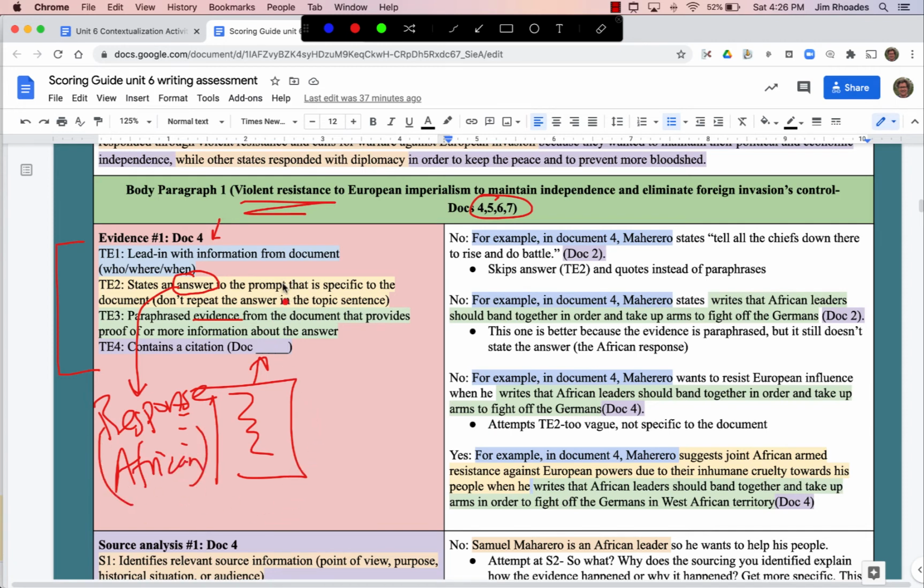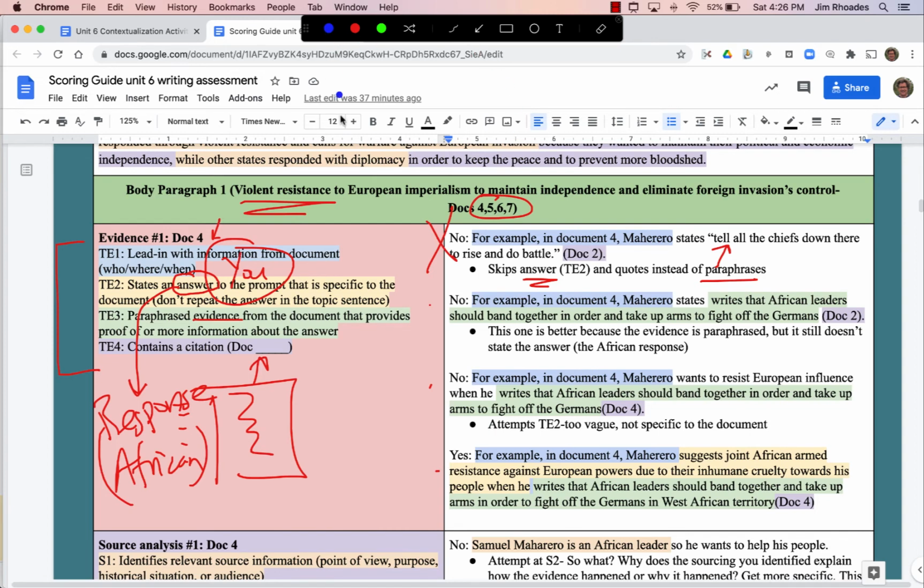So every one of these documents should contain a statement of how Africans responded specific to that document. So I've got 3 no's here, and then I've got a yes. So we'll look at common problems that we saw. For example, in document 4, Mahihiro states, quote, "Tell all the chiefs down there to rise and do battle." There's no answer. So this answer needs to come from you. You are the historian, and you're saying, here is how the Africans responded. And then we need to paraphrase the evidence. So just directly quoting doesn't work. This example right here doesn't get any credit whatsoever for using the document.